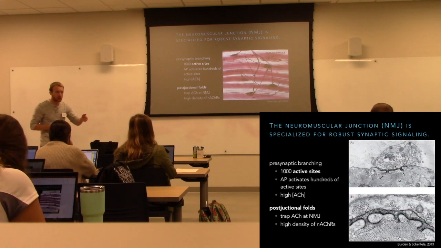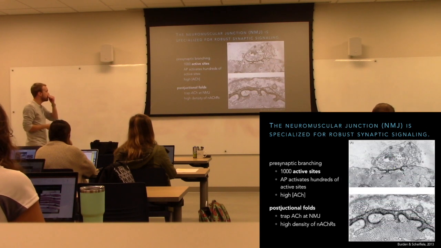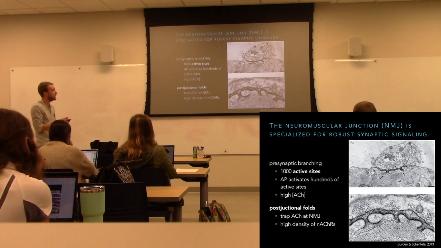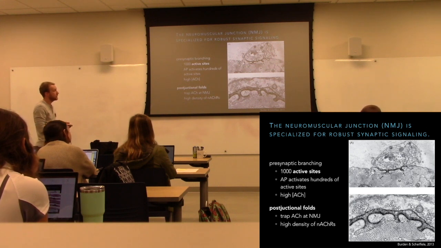Let's slice through one and see what it looks like. Why is it so special? Here's our nerve terminal. So here's the presynaptic component of the motor axon. Here's that neuromuscular junction right here. And if we zoom in, it's a beautiful thing. At the presynaptic site, we have multiple active zones.